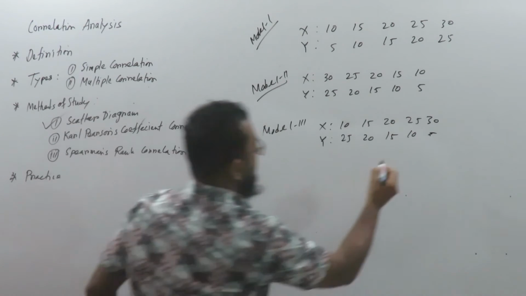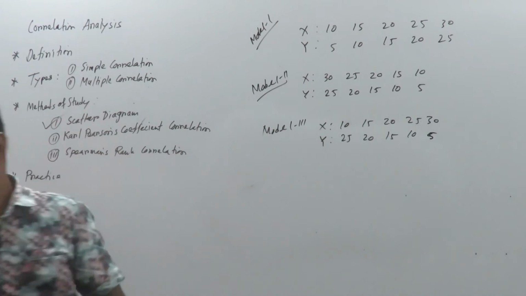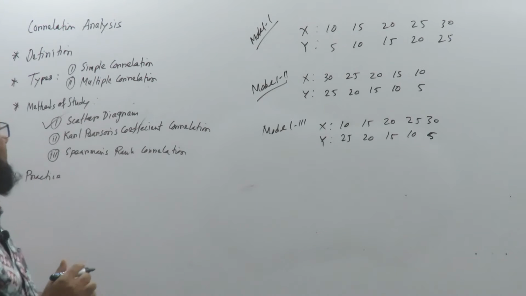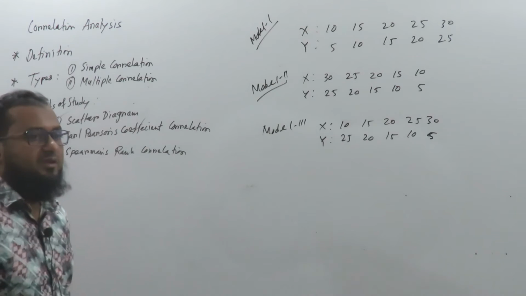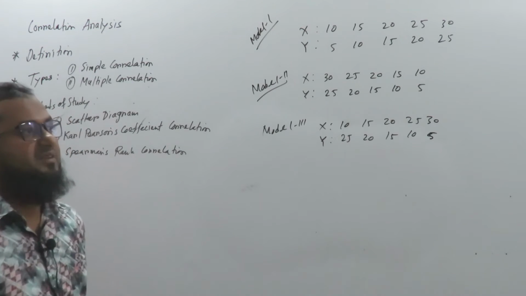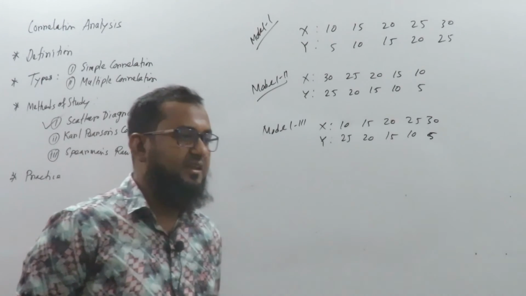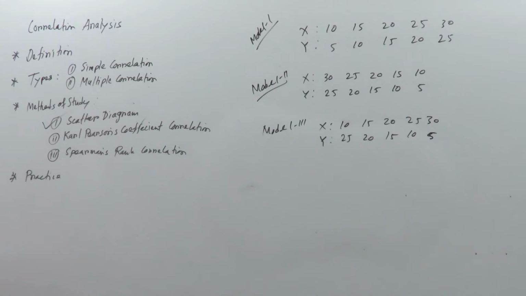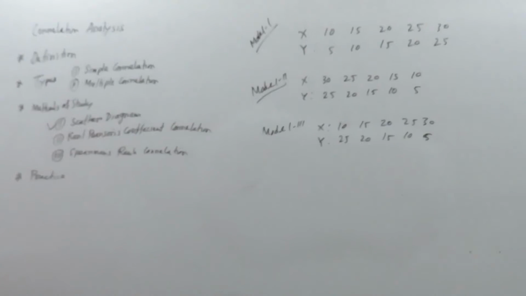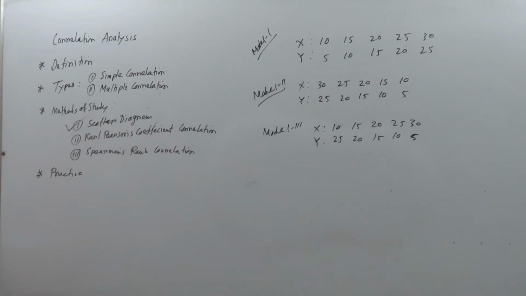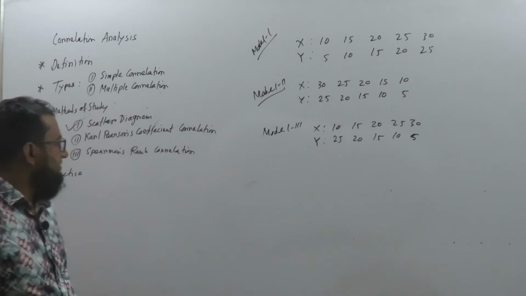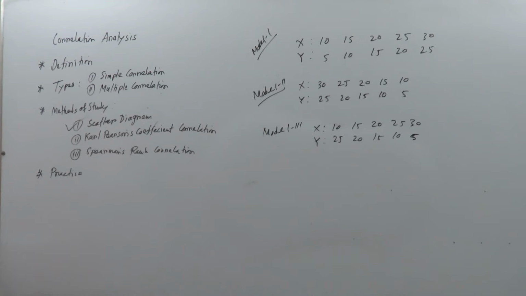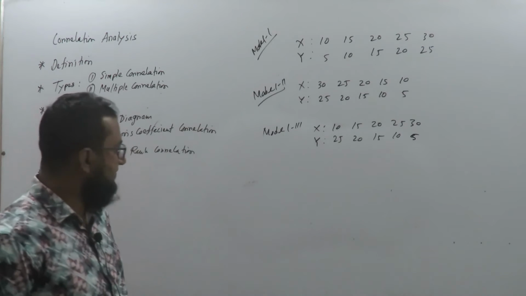Now, the mathematical term, Pearson's coefficient of correlation. The relationship between two variables has been designed mathematically or numerically by the statistician Pearson. In honor of his name, this method is known as Pearson's coefficient of correlation or Pearsonian correlation coefficient.